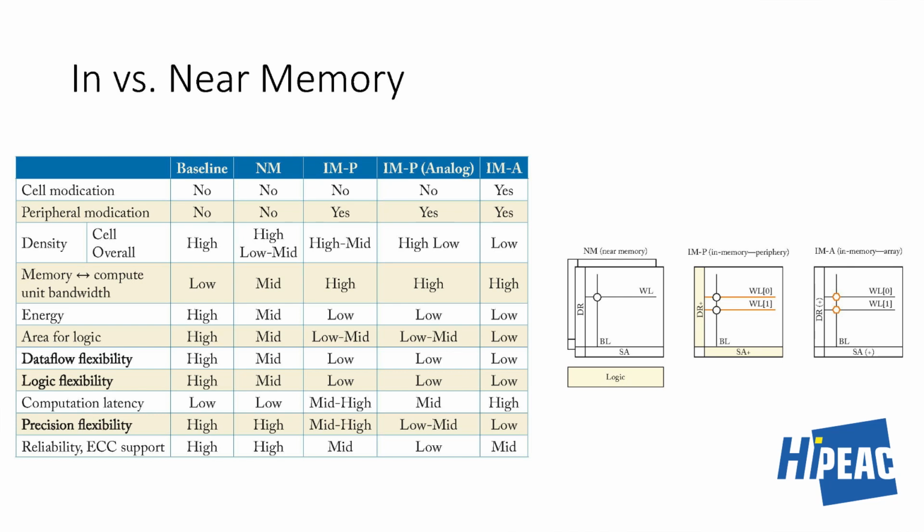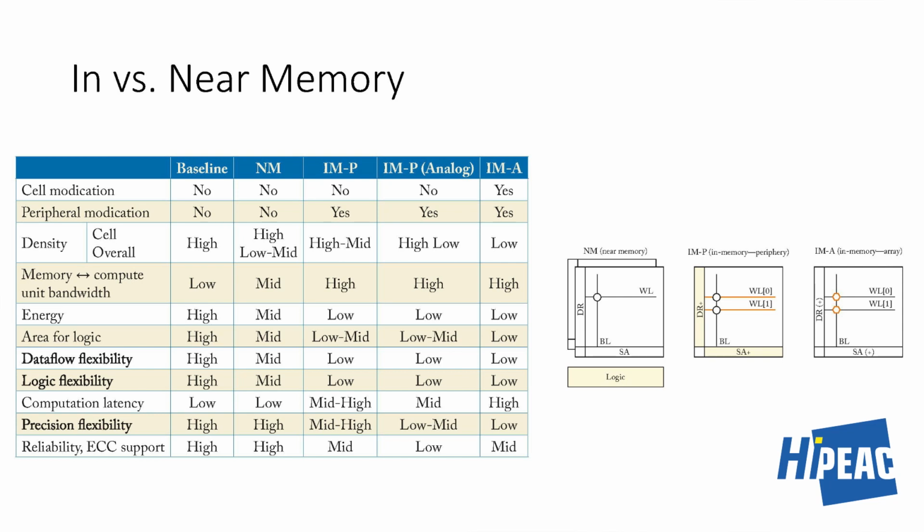And then the other one which is very interesting is precision flexibility. Most of the in-memory architectures, although their computation latency is very high, have a lot of flexibility in precision. You can do 2-bit arithmetic, 3-bit arithmetic, 4, 7, all odd numbers, right? As long as your compiler can actually take advantage of it. That's the bottleneck there, but the hardware supports it.